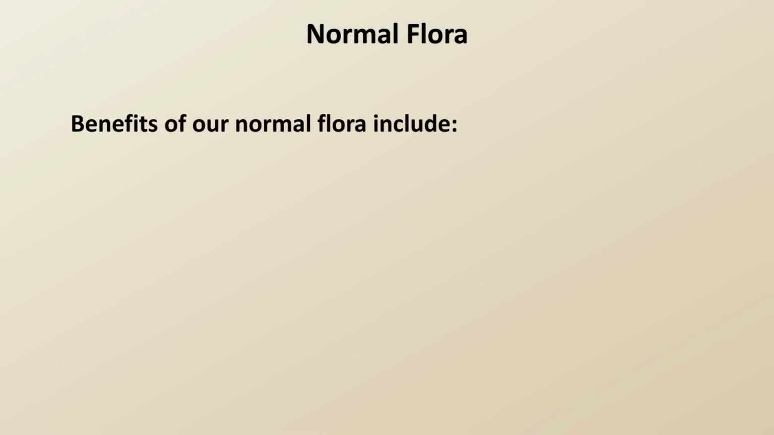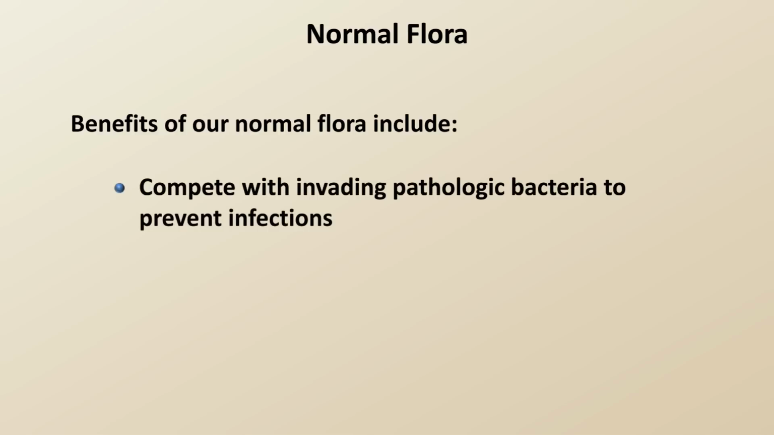The most obvious way in which normal flora contribute to our well-being is by serving as competition for invading pathologic bacteria and thus actually prevent infections. This effect is most readily apparent in the case of infectious colitis caused by C. difficile, which usually occurs when a patient has taken antibiotics that happen to kill off much of their normal colonic flora, but leave the C. diff population intact and ready to procreate in the absence of other species fighting for nutrients and space.